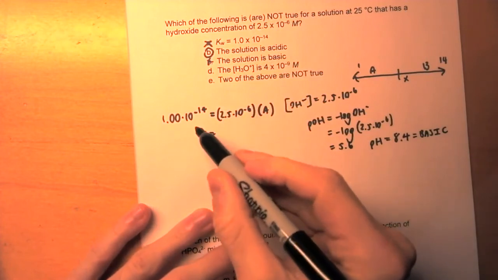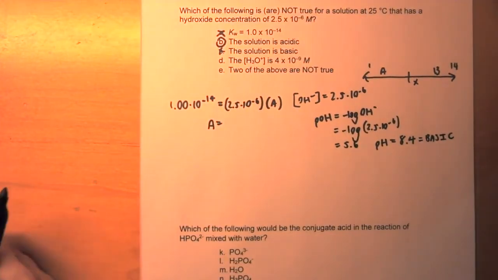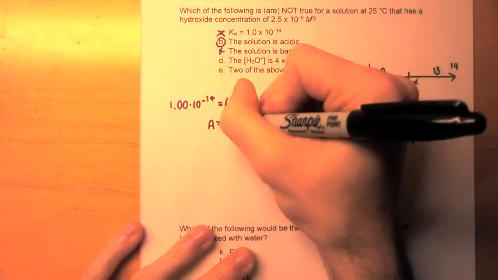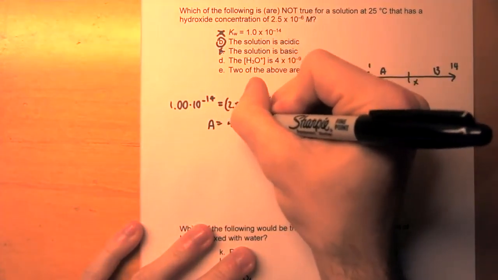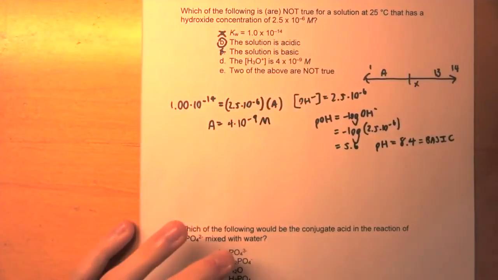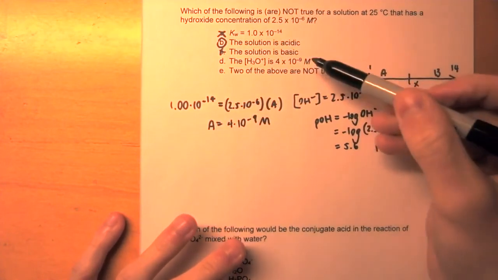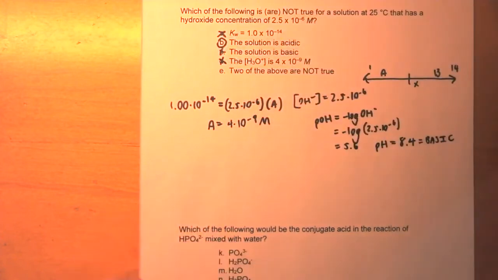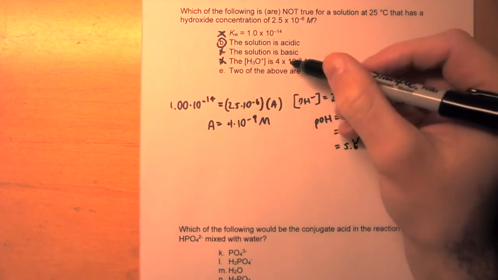I would divide this over. So I would take 1.00 times 10 raised to the negative 14th, and I would divide that by 2.5 times 10 raised to the negative 6th. And you would get an acidic character of 4 times 10 raised to the negative 9th molar. So this one is true. Right? Do you guys see how I got that? 4.0 times 10 to the negative 9th molar, that would make my acidic character true.